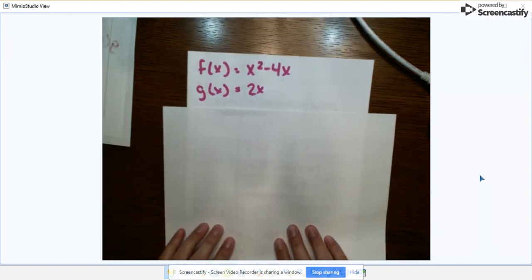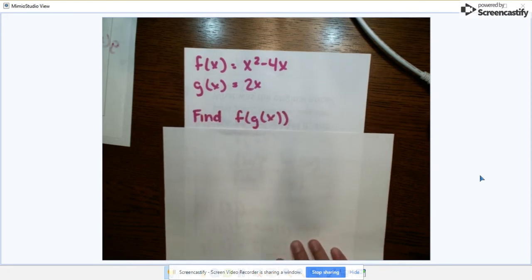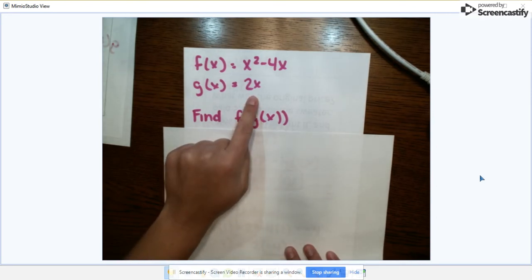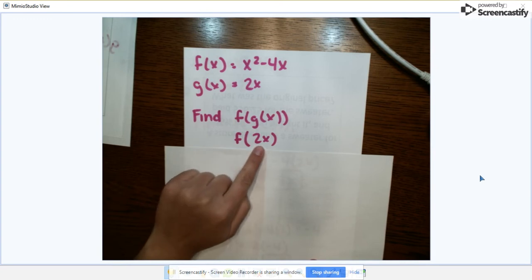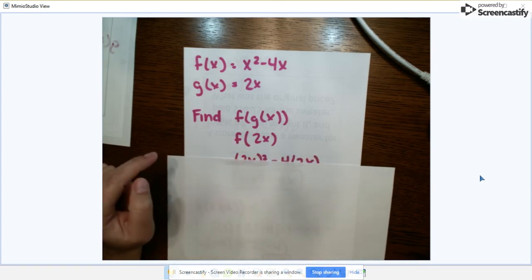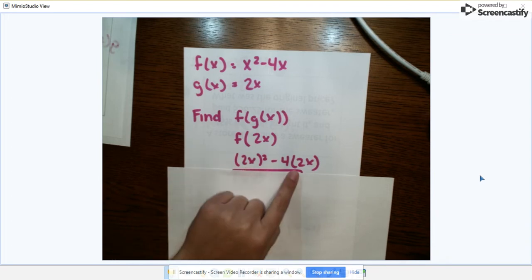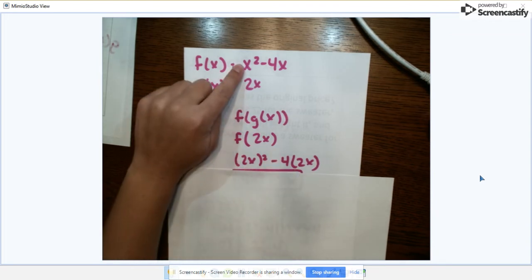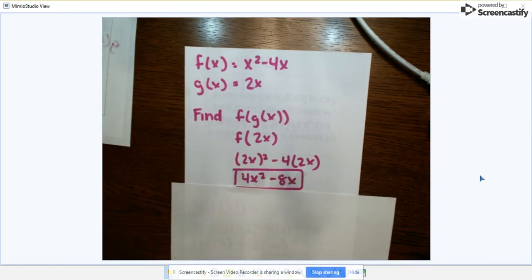Okay, here's a couple different functions. So we redefined f of x and g of x. And now I'm going to find f of g of x. Again, a simple substitution. We're going to rewrite g of x as 2x since they're equal. And now we have to substitute 2x in for f. So we have 2x squared minus 4 times 2x because we put it in for both of those x's. And now we simplify. 2x squared becomes 4x squared minus 8x.